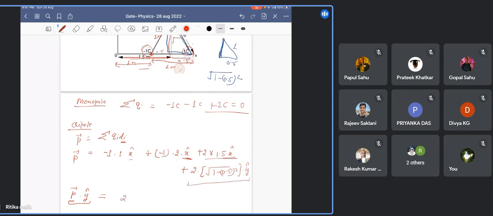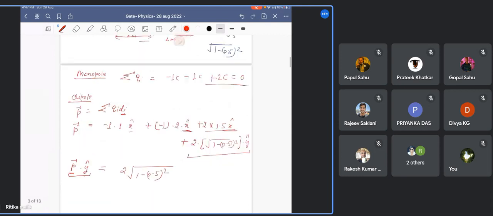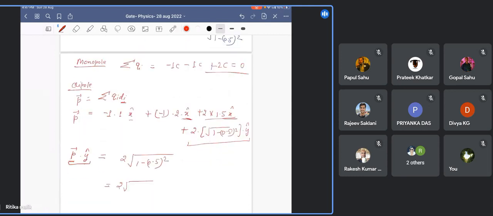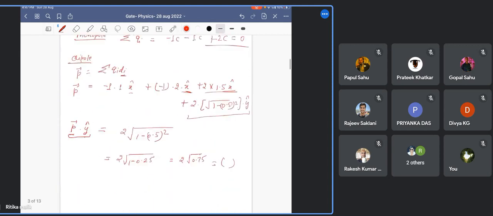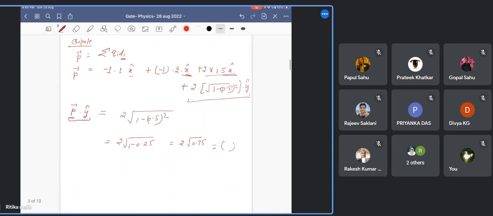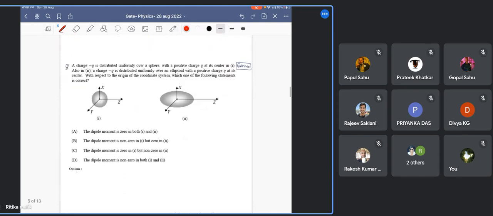So the component of dipole moment in the y direction is given by 2 times the square root of 1 minus 0.5 squared. So this will become 2 times the square root of 1 minus 0.25. This is 2 times the square root of 0.75. You can calculate what this value is. I haven't calculated it completely, but that will be your answer. Are you able to get it? Then there is this question.